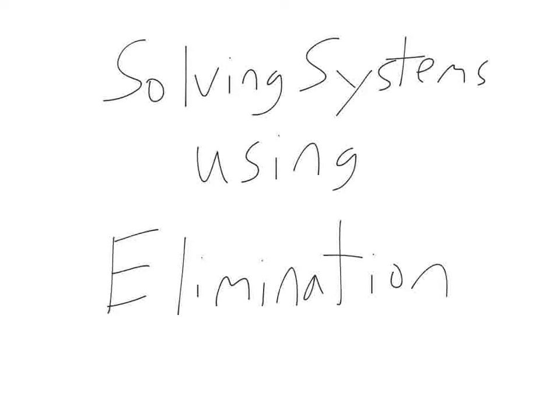Basically, a system is a pair or three or however many equations that all intersect at a given point, if you were to graph it, or for which you have a single solution that fits both or all of the equations, which sounds kind of complicated, but it's really not too bad.